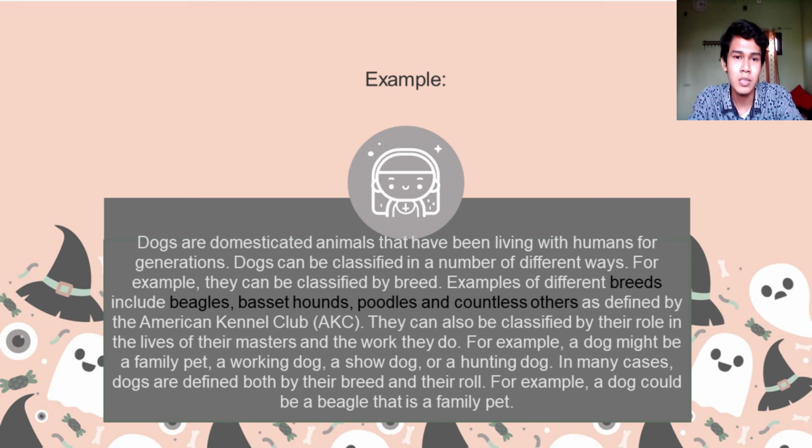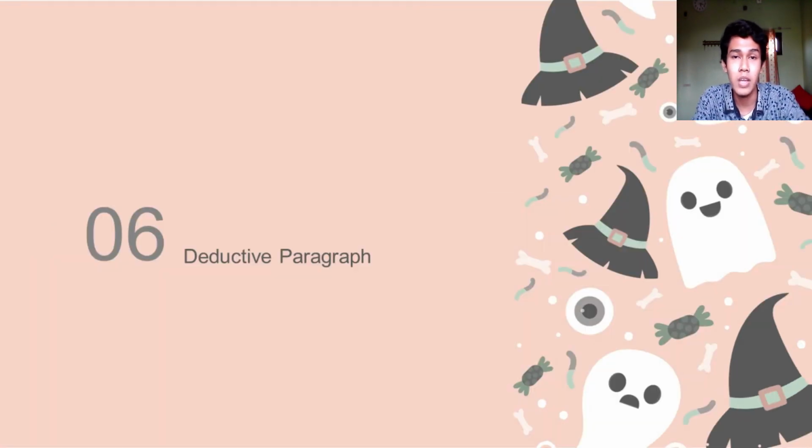Yep, this classification is about dogs. There are so many different dogs in this world, for example breeds like beagles, basset hounds, poodles, and countless others. Here's the classification paragraph.